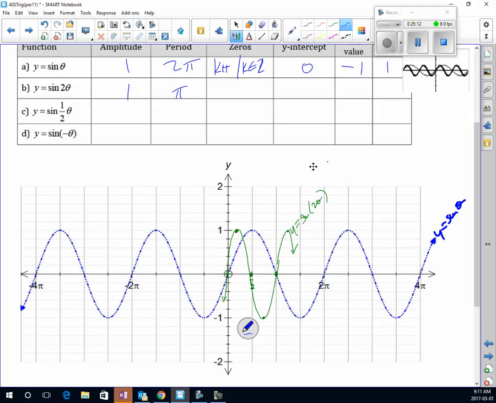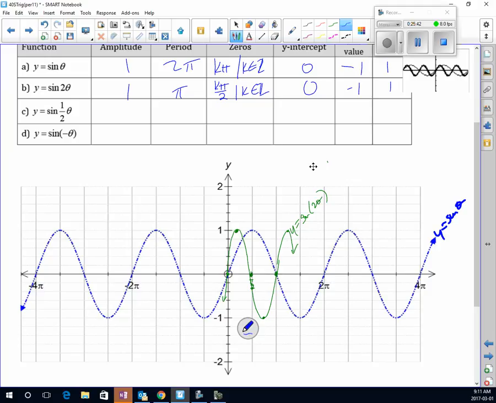So if it's cutting my x's in half, what would happen to my zeros? It would be 0, pi over 2, pi, 3 pi over 2. It's every pi over 2. So that would be k pi over 2. Okay, my y-intercept is still 0 because that didn't get affected, and my min and max didn't get affected.